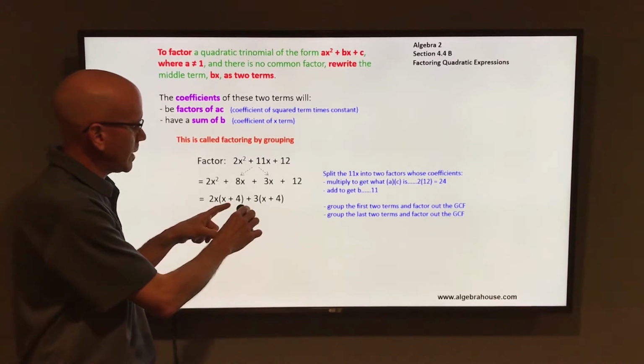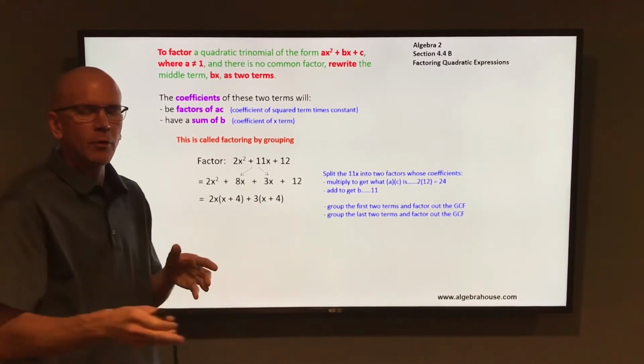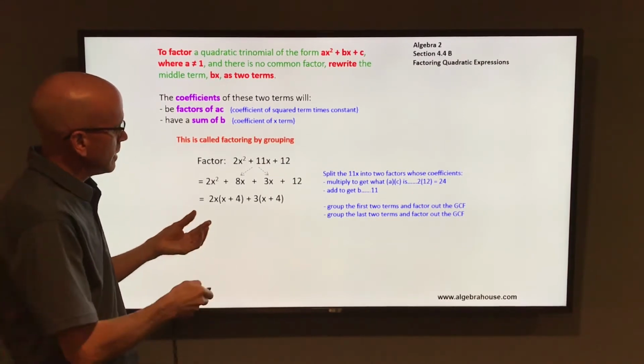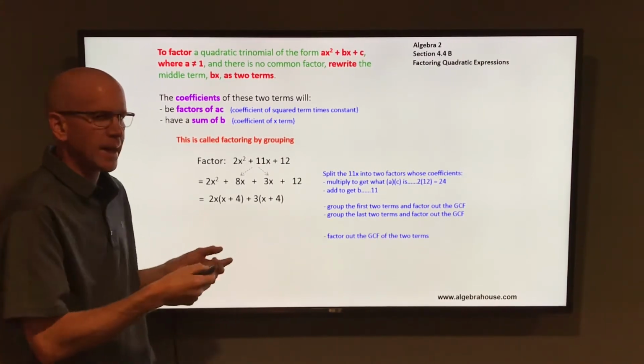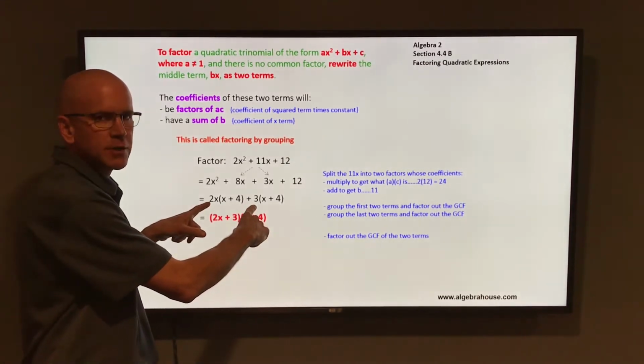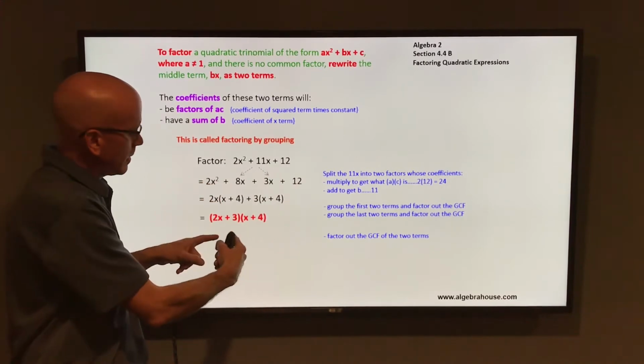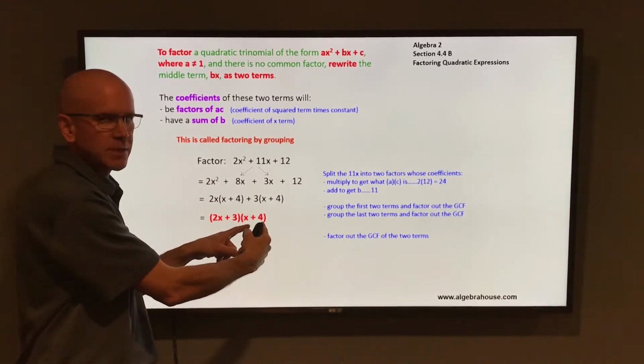If you removed an x plus 4 from each one of these, you'd be left with this 2x plus 3. And those are your two binomials. X plus 4, remove that, take that out, factor that out. And what are you left with? You're left with this 2x plus 3. So the two binomials that this factors into are 2x plus 3 times x plus 4.